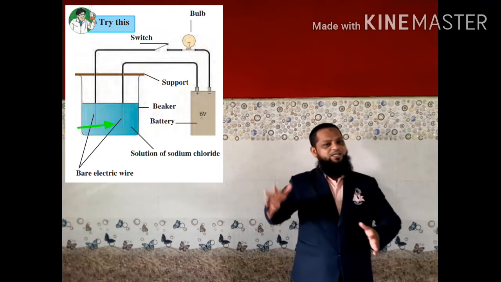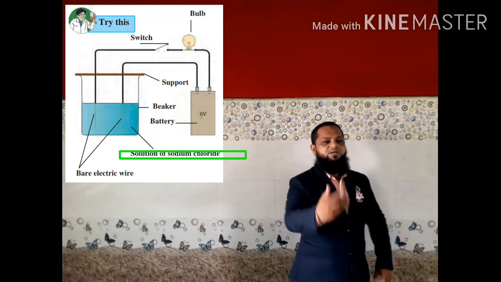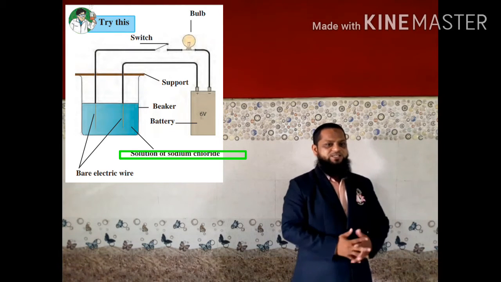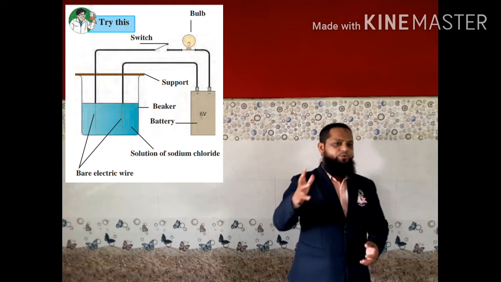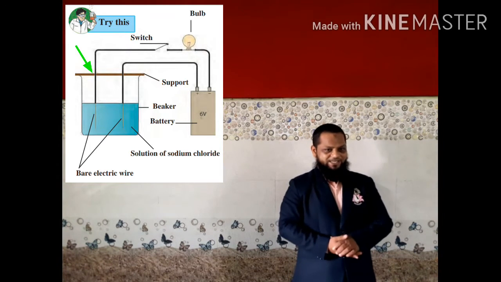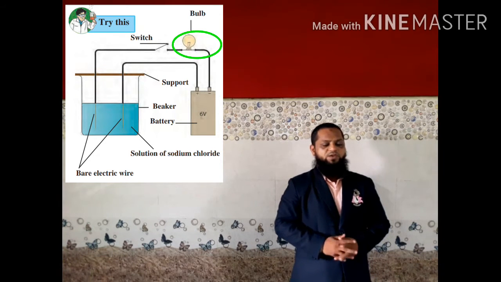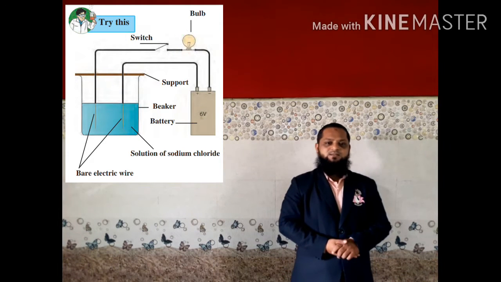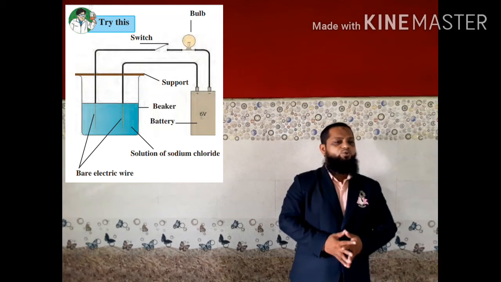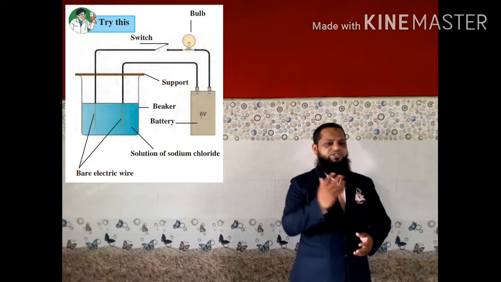Take the salt solution in a beaker and immerse the uncovered ends of the 2 wires with the help of support. Switch on the current. Note whether the bulb glows. If bulb is glowing, it means that the solution of sodium chloride carries the charges of current, or the solution of sodium chloride allows the electric current to pass through it. It means that sodium chloride is a good electrolyte.